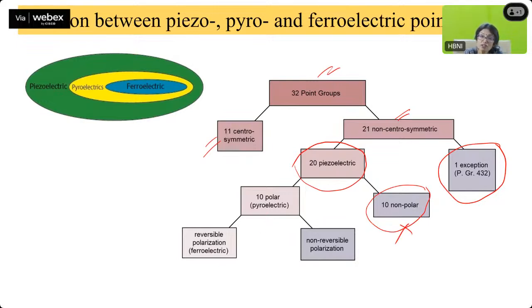So out of these pyroelectric materials, the ones which show reversible polarization are known as ferroelectric materials, whereas the others, which have non-reversible polarization, are not called ferroelectric. So if we look at this kind of a diagram, you have piezoelectric materials in which there is a subset which is pyroelectric, and inside that pyroelectric, the ones which show reversible polarization are the ferroelectric materials. So all piezoelectric materials will not be ferroelectric, but all ferroelectric materials definitely fall into the major class of piezoelectric.